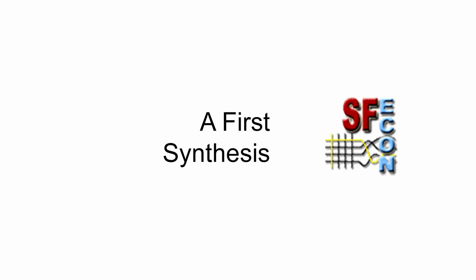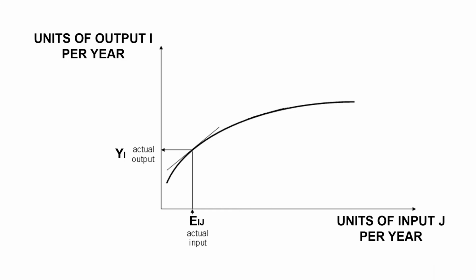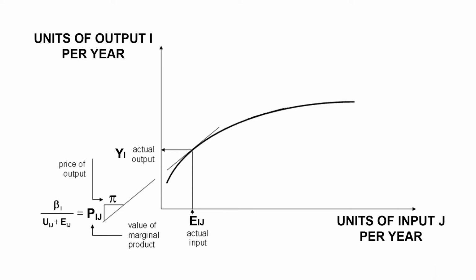Model Zero's fundamental operation can be envisioned in terms of one limb of one production function. As shown here, the limb for a good J's input to a sector I's production function will bring one factor input rate, E sub ij, together with its corresponding output rate, Y sub I. The production function's slope at this point, J's marginal product with respect to I, is, by definition, equal to a ratio of J's marginal value P sub ij to I's price pi.